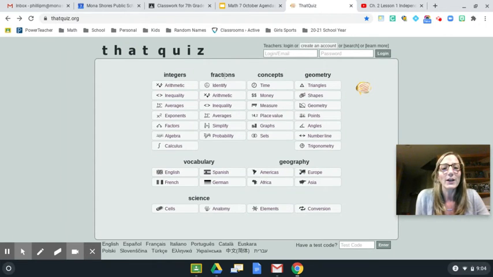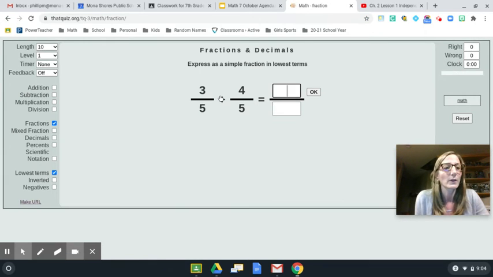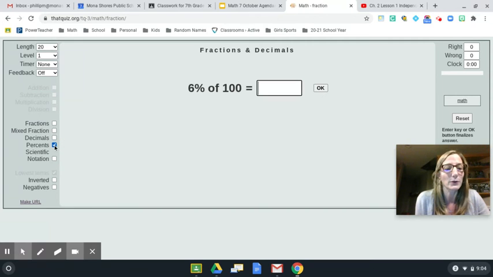You're going to go to the fractions column and choose arithmetic, just like this. And over on the left-hand side, let's do lengths of 20. We're going to start at level 1 at the basic. And then over here also you're going to see fractions is checked. Uncheck it and go down a little bit and select percents. And so you should see in front of you a percent of a number problem.